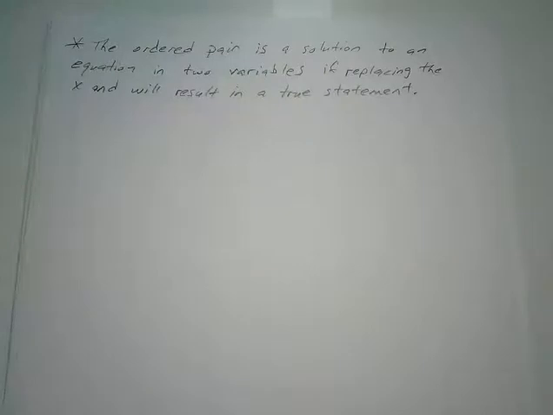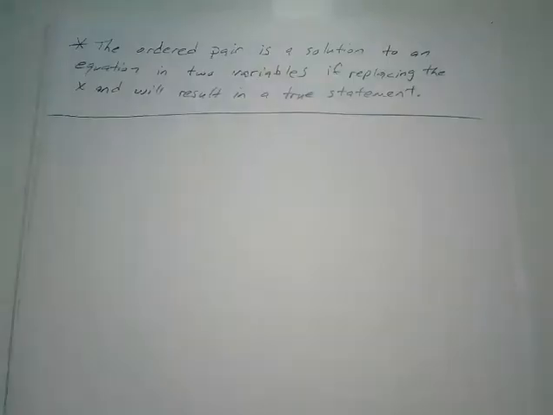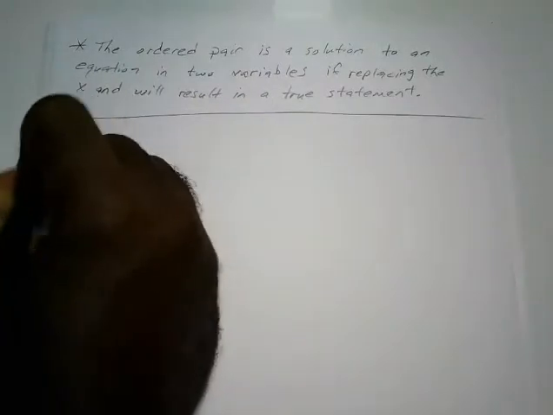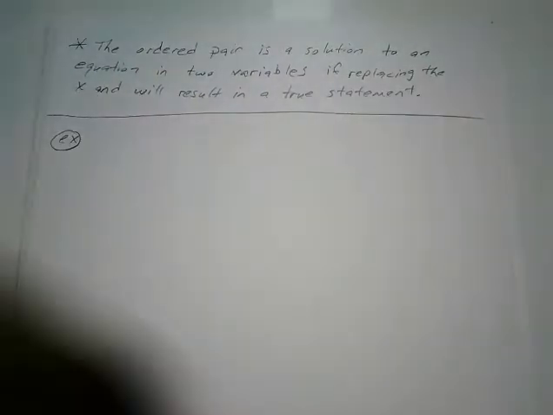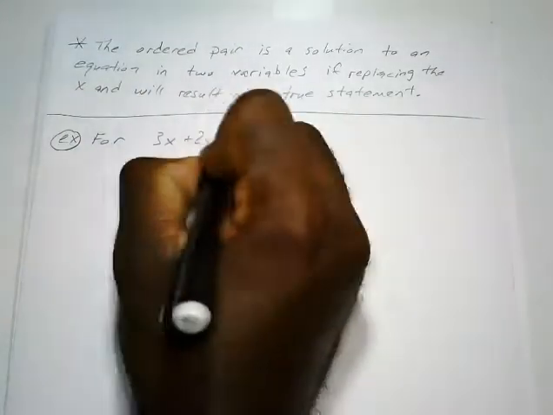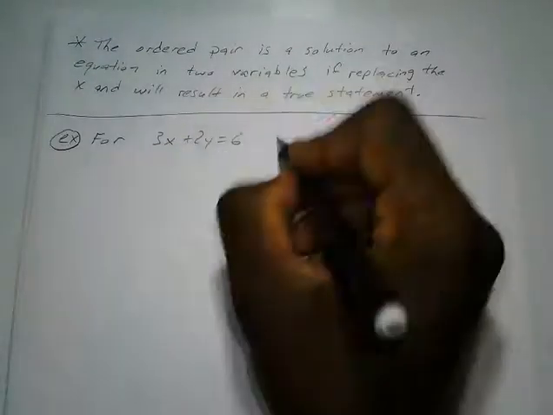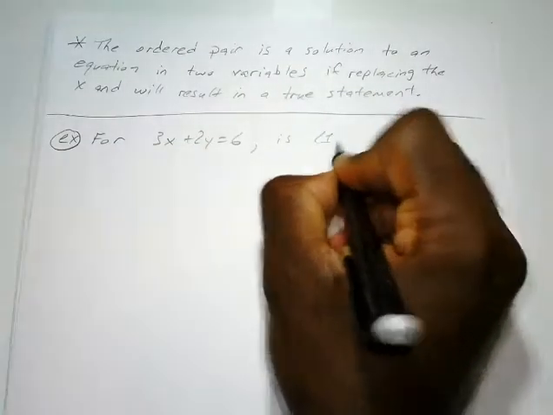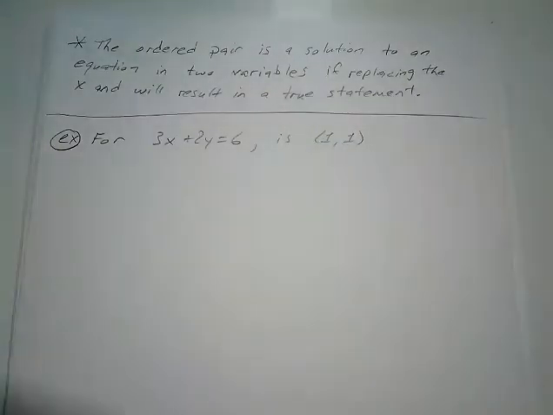All right, so you may run across some equations and they may say for this equation, is this particular ordered pair a solution. That just means plugging in those x and y values has to result in a true statement. Otherwise, it's not a solution. All right, so let's do a quick couple of examples. Let's just say for 3x plus 2y equals 6, is 1, 1 a solution.